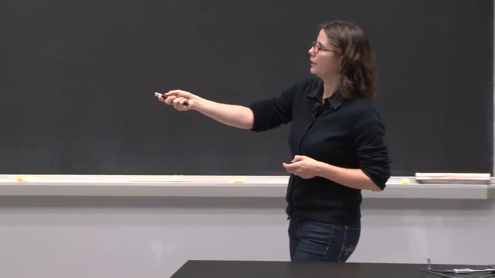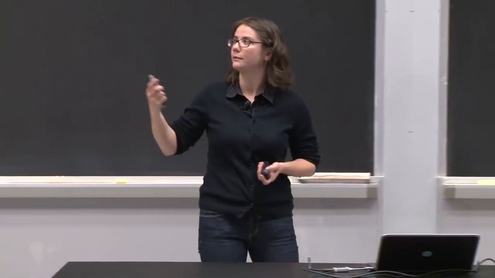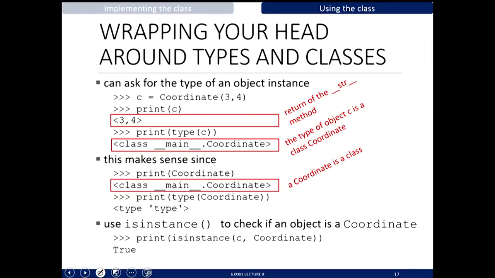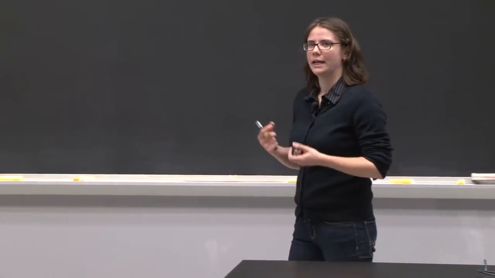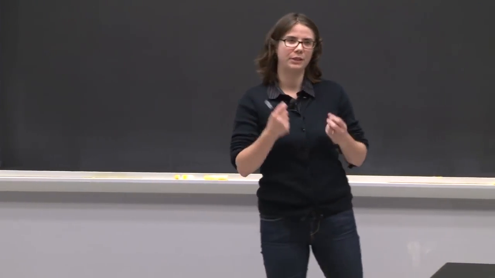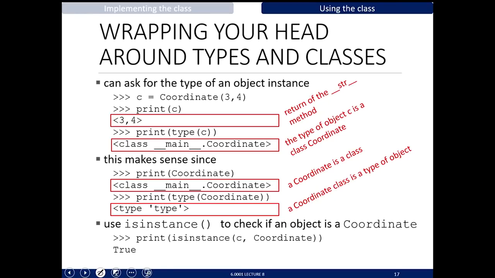If we look at coordinate as a class, if we print coordinate, it's a class named coordinate. And if we print the type of coordinate, well, that's just going to be a type. So class is going to be a type, so you're defining the type of an object. If you'd like to figure out whether a particular object is an instance of a particular class, you use this special function called isinstance. So if you print isinstance(c, Coordinate), this is going to print true because c is an object that is of type coordinate.